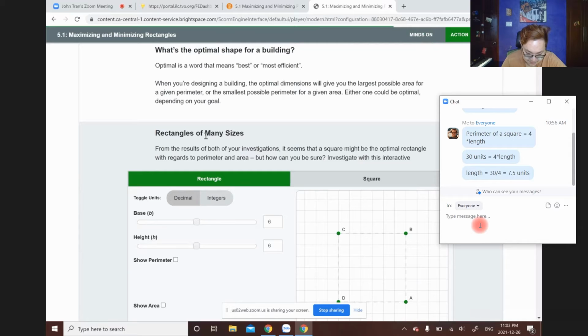Rectangle of many sizes. From both your investigations, it seemed that a square might be the optimal rectangle with regard to the perimeter and area. But how can you be sure? Investigate is interactive.